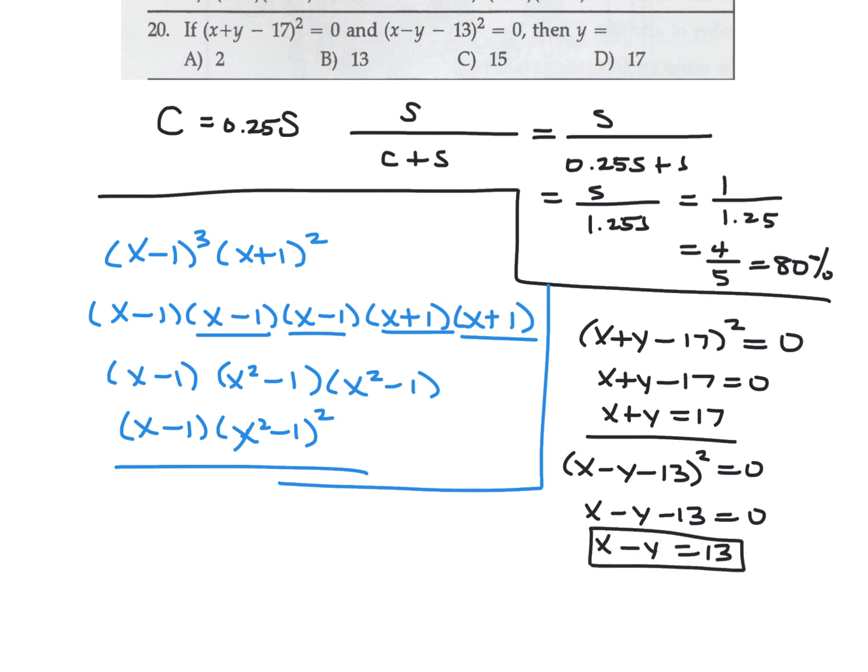So this guy and this one, if we add them, we will get 2x is equal to 30, because the y's disappeared, and therefore x is 15. If x is 15, we just plug that back into here. 15 plus y is 17, therefore y is equal to 2. And therefore, number 20 is A.